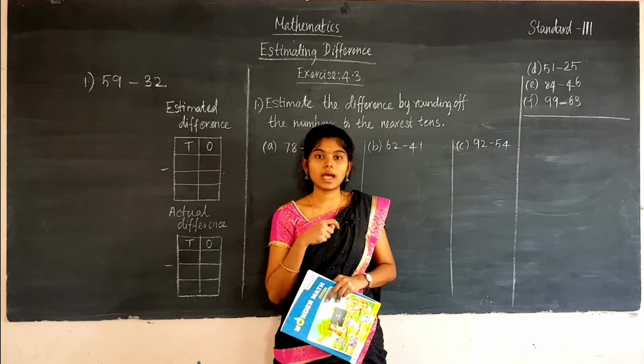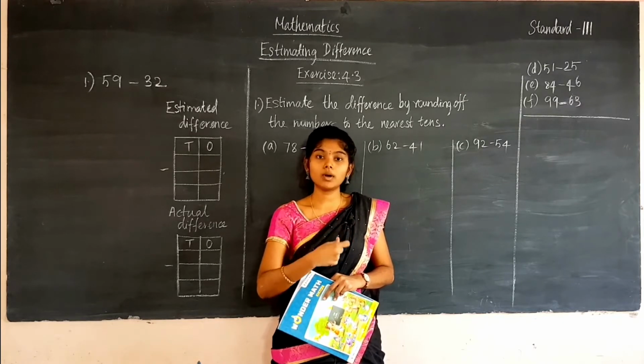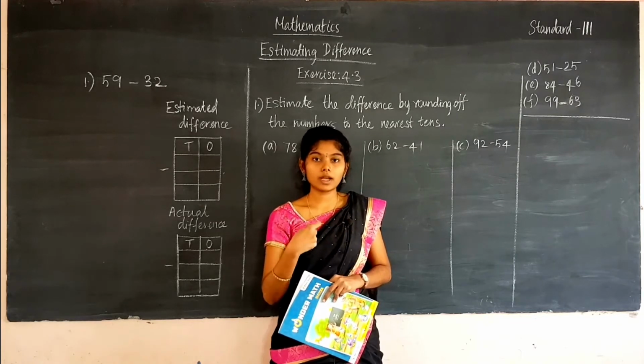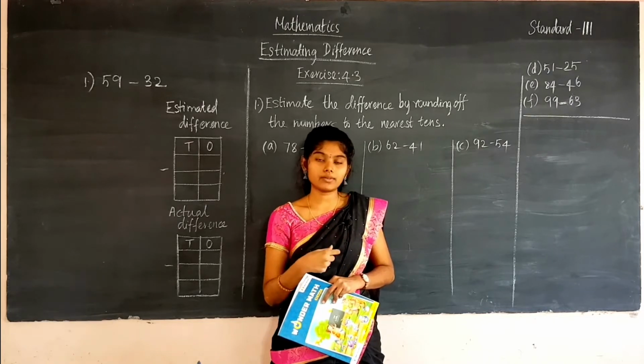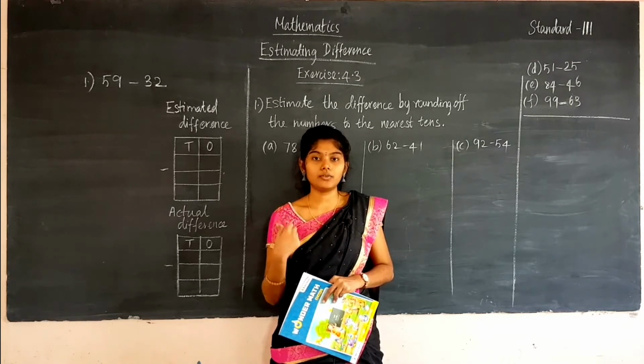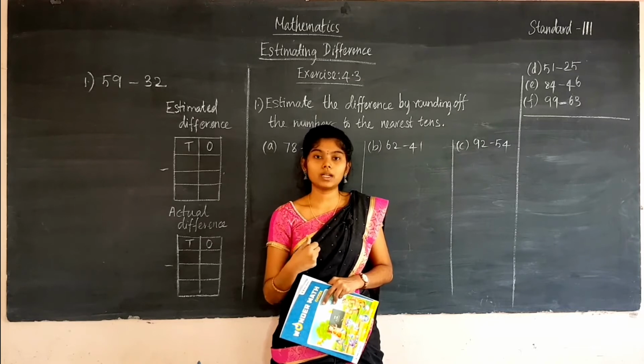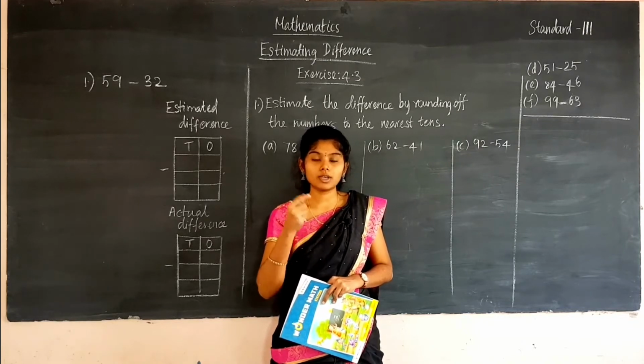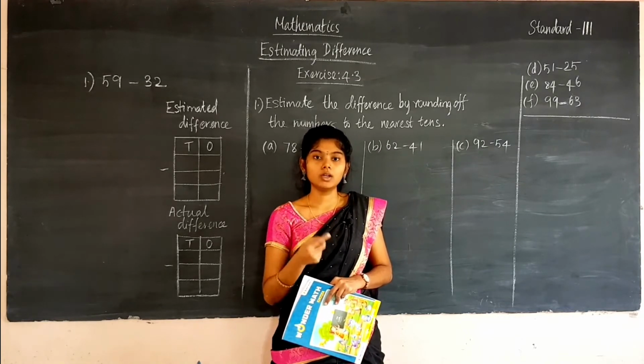In the last class we saw how to subtract 3-digit numbers with regrouping, and we also saw subtraction of 4-digit numbers without regrouping. Here we are going to estimate the difference. So here we are going to subtract the numbers. Estimate means first we have to round off the number to the nearest tens.